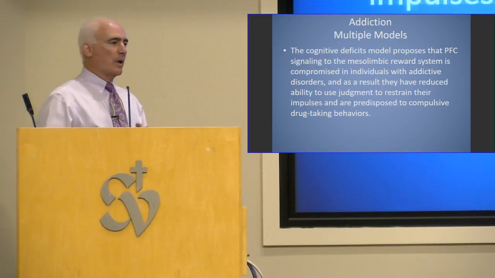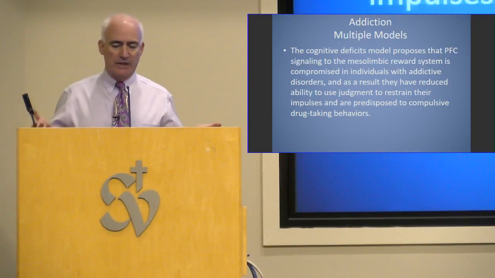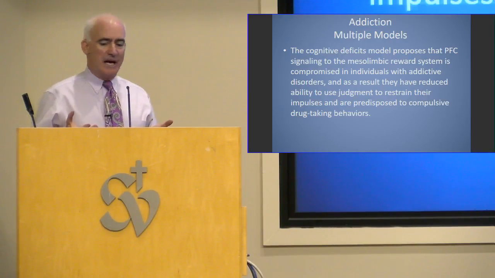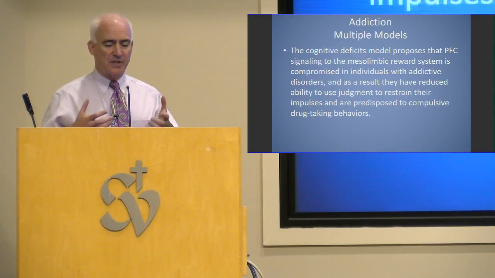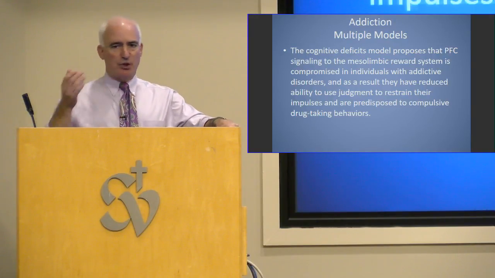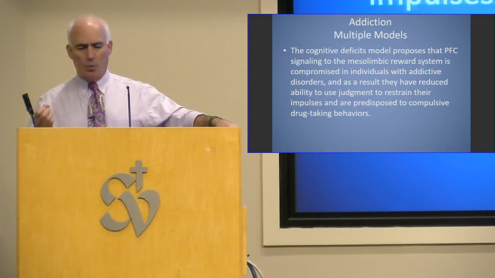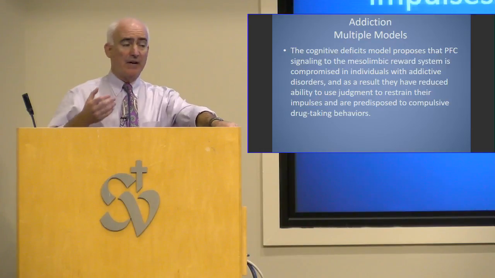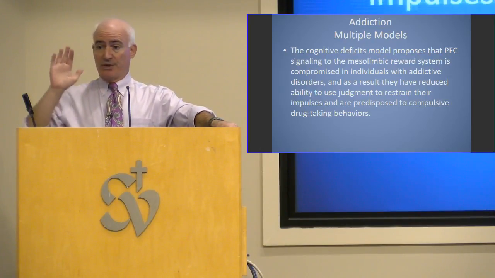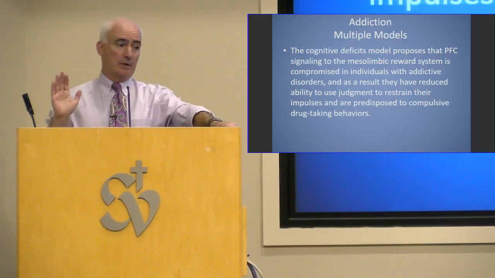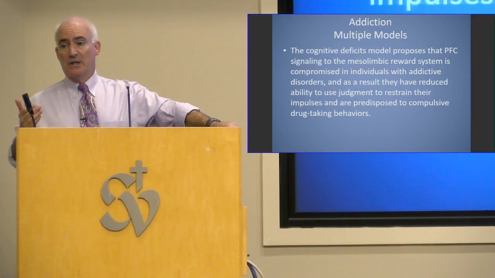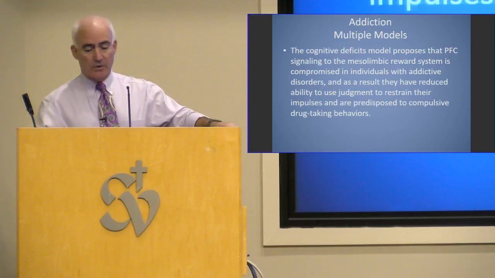Okay. So what is addiction in and of itself? There are multiple models about this. There's a cognitive deficit model, and it proposes that the PFC signaling to the mesolimbic reward system is compromised, that it's a genetic compromise, that it just wasn't wired correctly with addictive disorders, and therefore they have reduced ability to use judgment. Remember the prefrontal cortex, to be able to use judgment to say, wait a second, this is a dangerous thing. This is not a good thing to be doing for myself. And therefore they can't restrain impulses, and they're predisposed to these drug-taking behaviors. So there's one model associated with this.